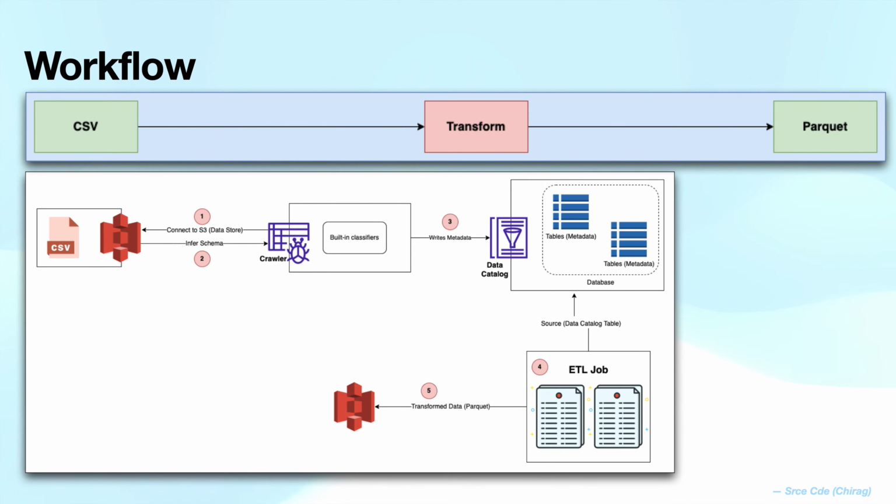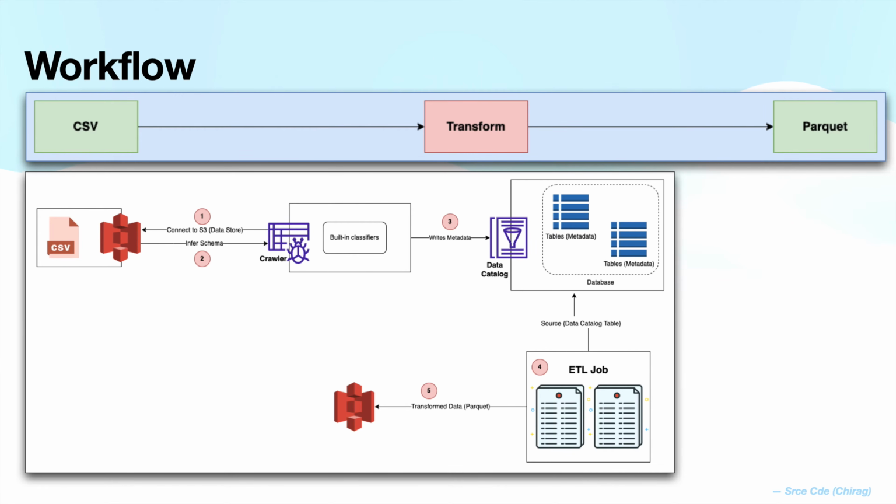We will create a crawler which will connect to the S3 data store. After connecting, it will infer or determine the structure of the CSV file using built-in classifiers, and then it creates the metadata table in the AWS Glue data catalog.